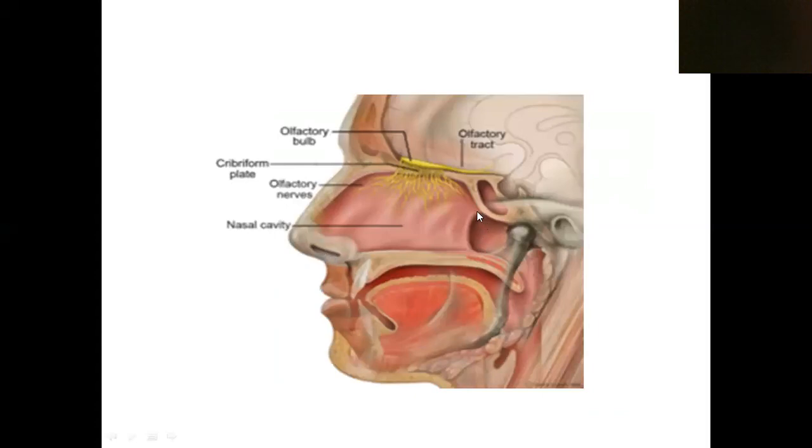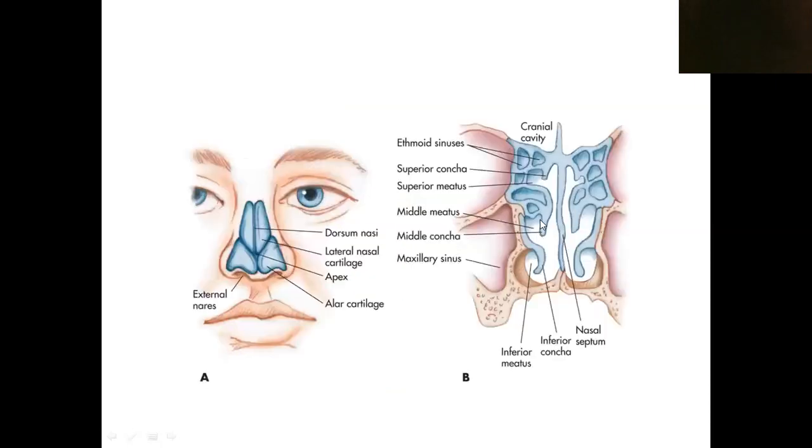And here on the posterior side, we can see another opening. This one is the posterior nasal aperture. So the nasal cavity extends from the anterior nasal aperture to the posterior nasal aperture. And this cavity is divided into two equal halves by the nasal septum. See, this one is the nasal septum.